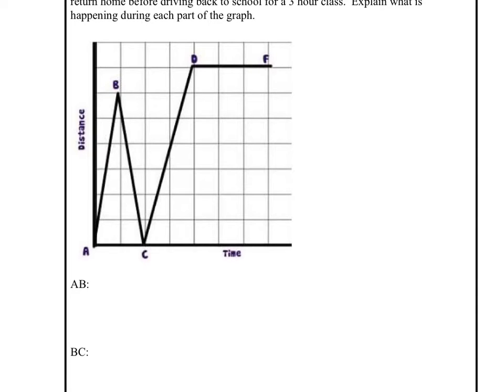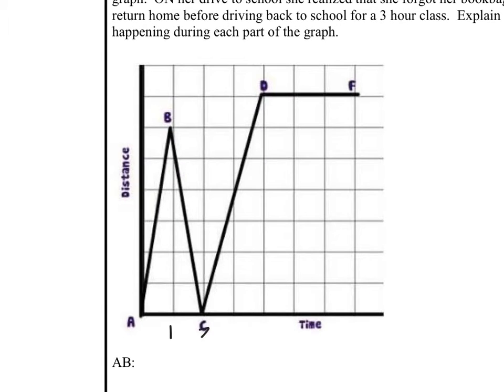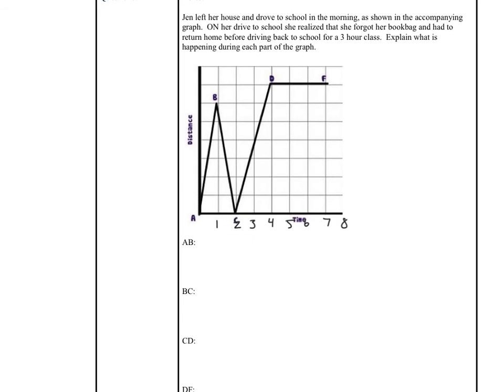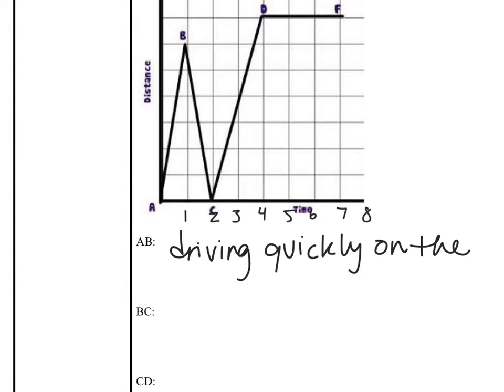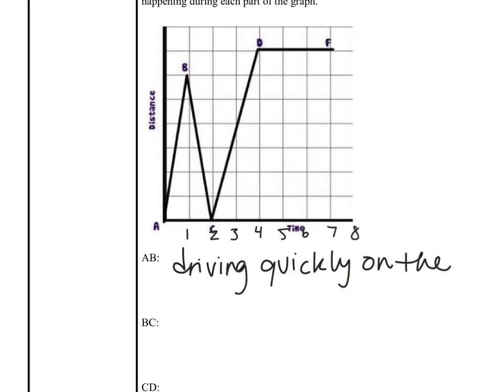On the quicker side. Yeah, because if you look at it, let's just assume this is like hours or something. Maybe she lives pretty far away from school. So she's driving pretty far in a pretty short amount of time. So driving to school is what Olivia said. I agree. I'm going to say driving quickly on the way to school, because I don't think she actually gets all the way there. And then what happens, so that's A to B, driving to school.